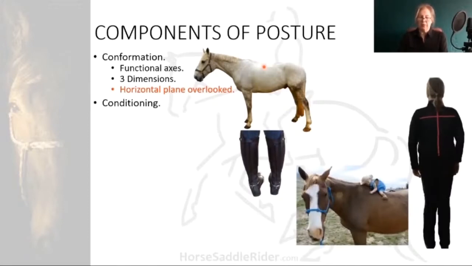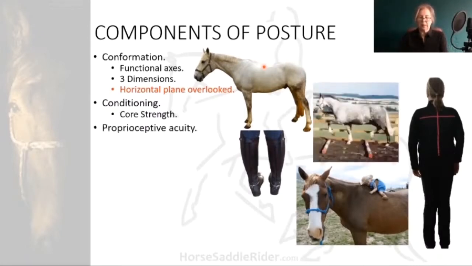Conditioning of the posture. We tend to work on core strength to develop posture. Proprioceptive acuity is important because the body needs to have an awareness of where it's putting its feet and where it's positioned in the space around it, and the degree of flexion and extension in the joints when the body's moving.